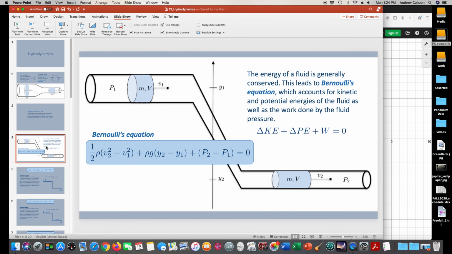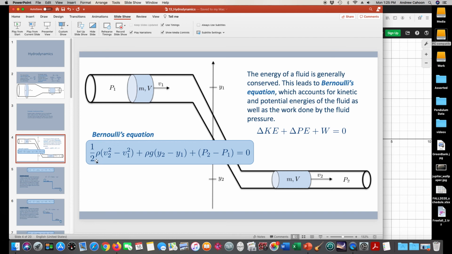But there are other things that could change as well. You could have pressure differences in parts of the flow. You could have height differences in parts of the flow. And so the Bernoulli equation, or Bernoulli's equation, accounts for both of those things. This is the full Bernoulli's equation right here. It's essentially a statement of conservation of energy. What it's saying is that the kinetic energy of the fluid plus the potential energy of the fluid plus any work done by the pressure inside the fluid has to amount to no overall change in the energy of the system. In other words, energy is conserved for the fluid.